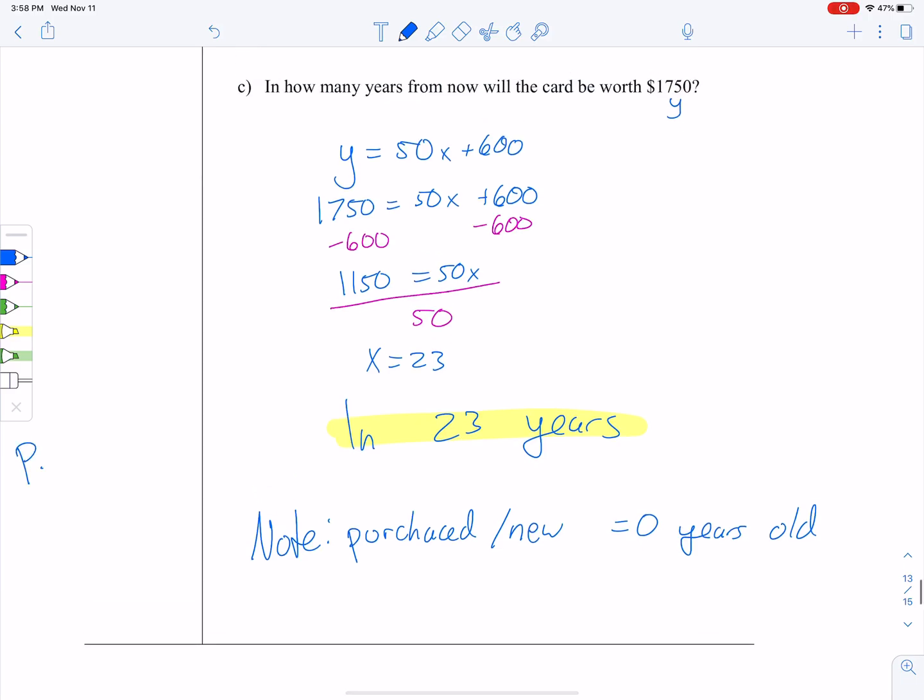Okay, so now you're going to start on page 215, and you're going to do number 1, number 2, number 4 to 9, and number 15 to 16. And that's the end of this section.